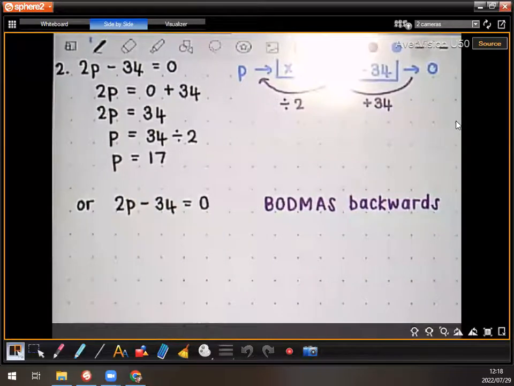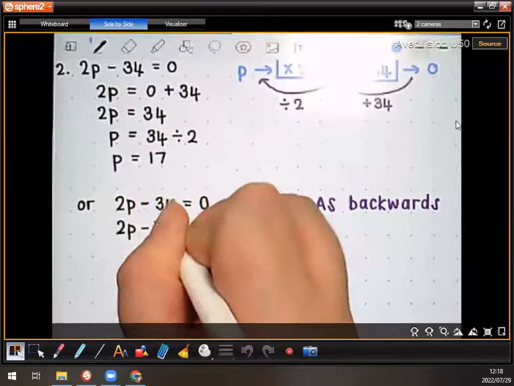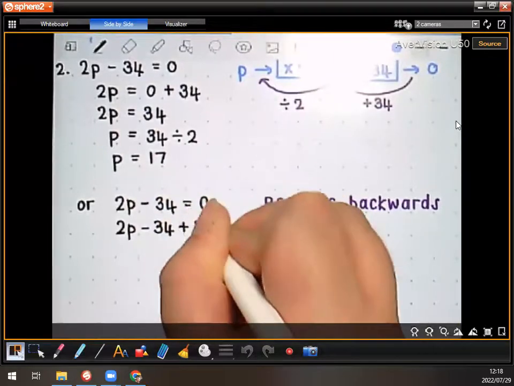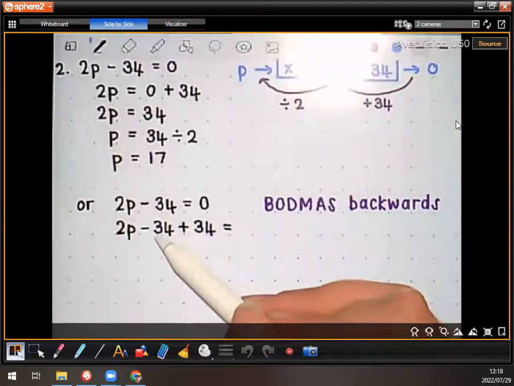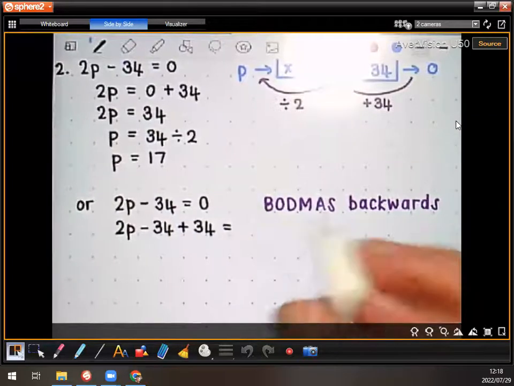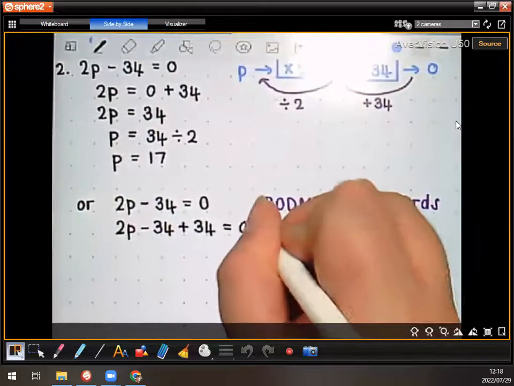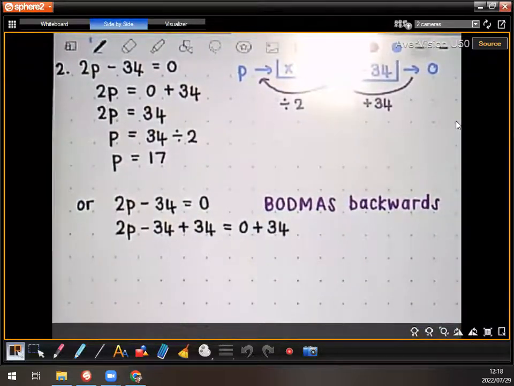By adding 34. Okay, so we have our 2p, we have our minus 34. Now to get rid of that, I need to add 34. So guys, in a sense, you're actually doing the opposite operation, right? Are you picking up on that? To get rid of the minus 34, you do the opposite operation, which is adding 34. Here you then need to do the same thing on the other side. So you had a 0 there, you must now add 34 to it.